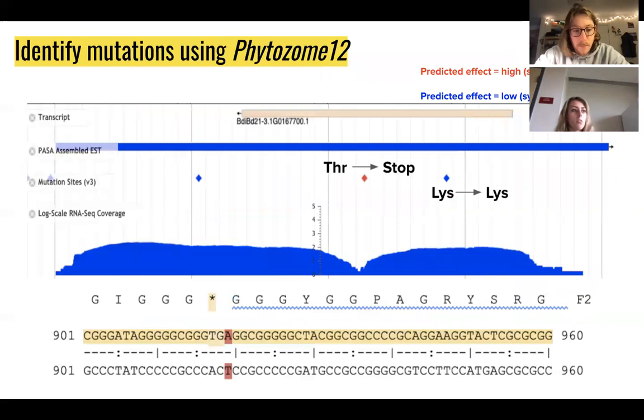So using Phytozome 12, we identified the exact location of the mutation so that we could design PCR primers that would amplify the mutation. At position 919, a C nucleotide was mutated to a T, resulting in a stop codon gained. The log scale RNA-seq coverage is shown in blue, indicating a halt in expression at the location of the stop codon. This is the only high impact mutation that we found. The others were low impact.